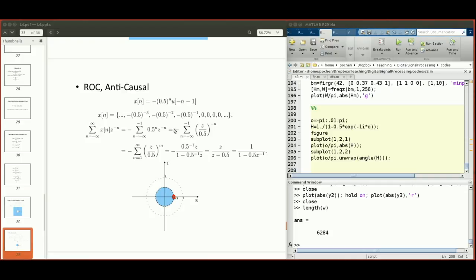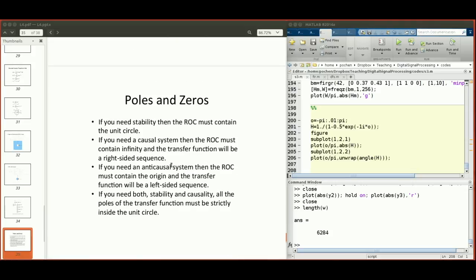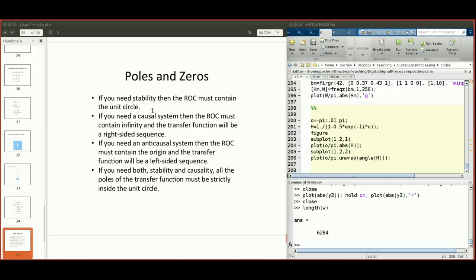For anti-causal signals or transfer functions, the region of convergence is pointing inward. It contains zero, and again it's bounded by the poles with the smallest radius. The region of convergence cannot contain any poles because the poles are the roots of the denominator. At those poles, the denominator becomes zero, so the transfer function becomes infinity, and that's not converging. And then we looked at several properties of poles and zeros for some typical systems.